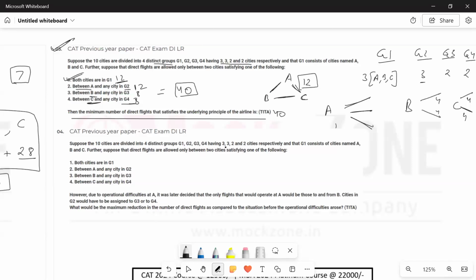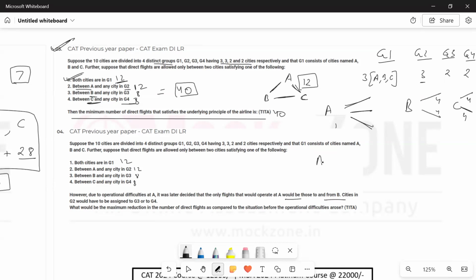Now the fourth question again says the same condition, that suppose 10 cities are divided into 4 distinct groups, G1 to G4, having 3, 3, 2, 2 cities respectively, and G1 consists of the cities A, B and C. Direct flights are allowed only between 2 cities satisfying the following conditions. Both cities are in G1, which gave us 12. Between A and any city in G2, again 12, then B and any city in G3, 8, and 8 again between C and any other city in G4. However, due to operational difficulties at A, it was later decided that the only flights operating at A would be those to and from B.